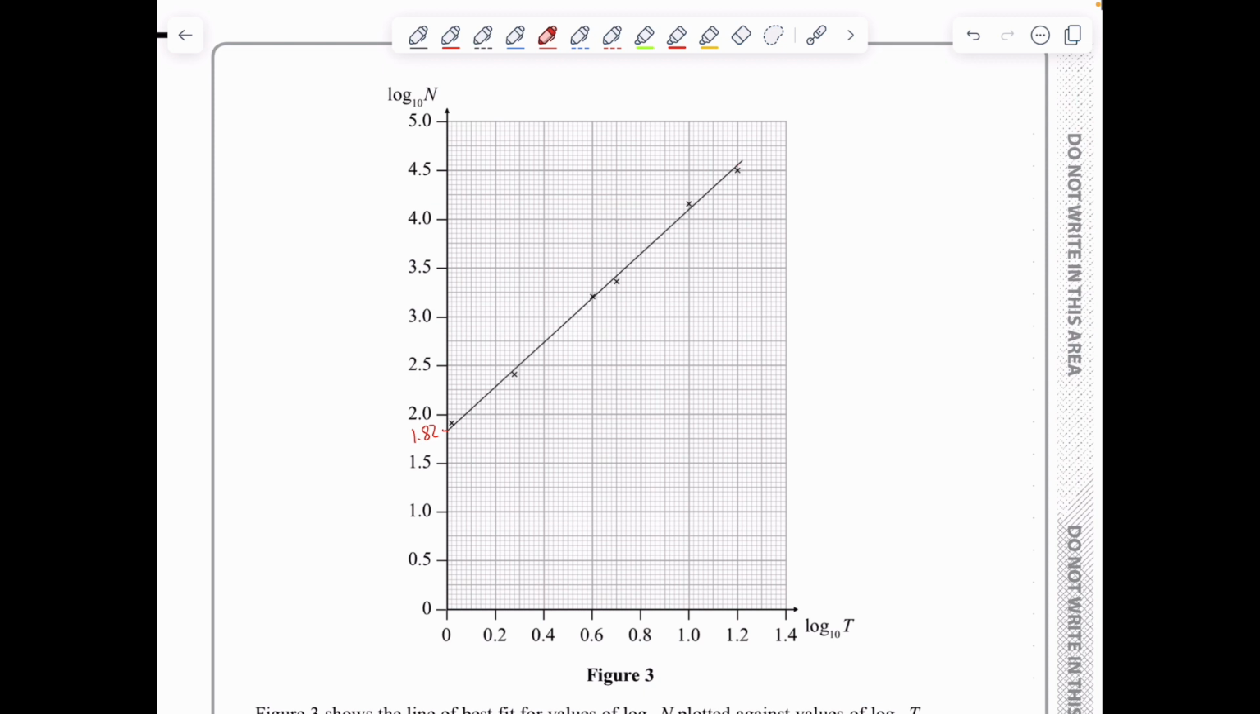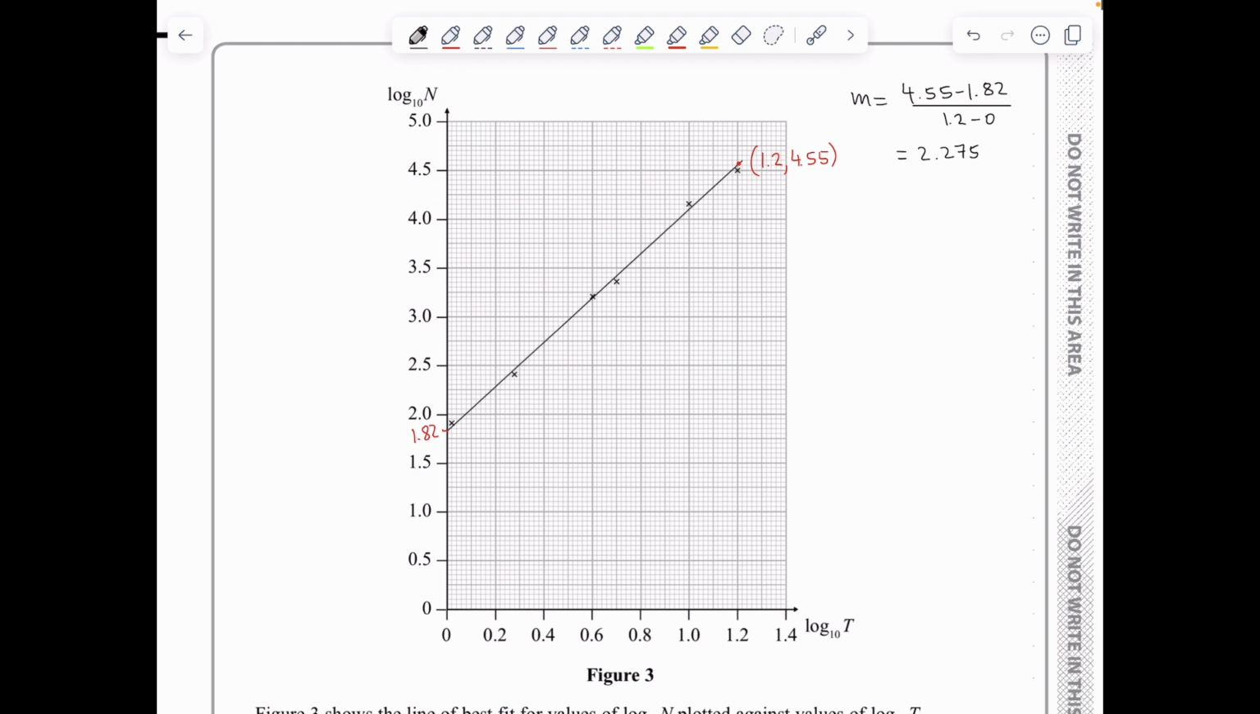I can see that I pass through this point over here, which has coordinates 1.2, 4.55. I will use these 2 points to find the gradient and then the equation of the line of best fit. So we have that the gradient is rise over run, so 4.55 minus 1.82 divided by 1.2 minus 0, which gives an answer of 2.275.